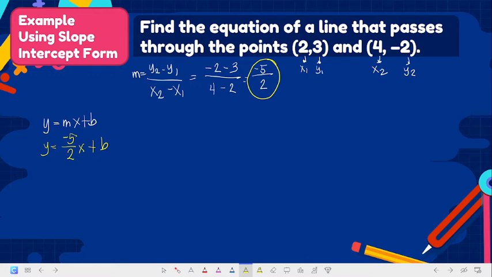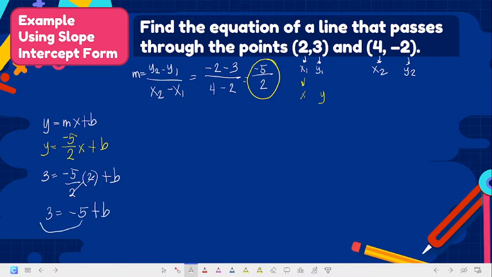So it's easier if they're all positive. So x sub 1, this will become our x. This time, we're going to substitute 2 into x, and then 3 we're going to substitute to y. So let's have it. So 3 is equal to negative 5 over 2 times 2 plus b. Next, we're going to simplify this. So we have 3 is equal to, this one will be cancelled. So negative 5 times 2 is negative 10 divided by 2, that is negative 5.